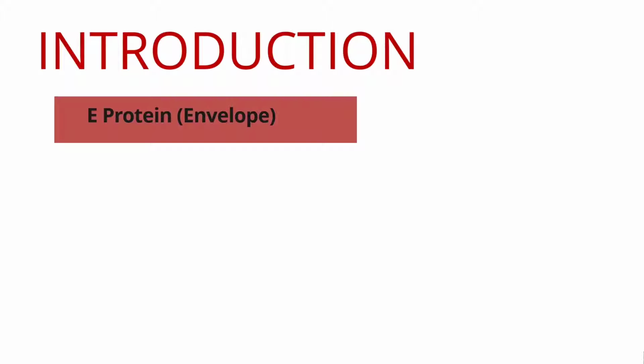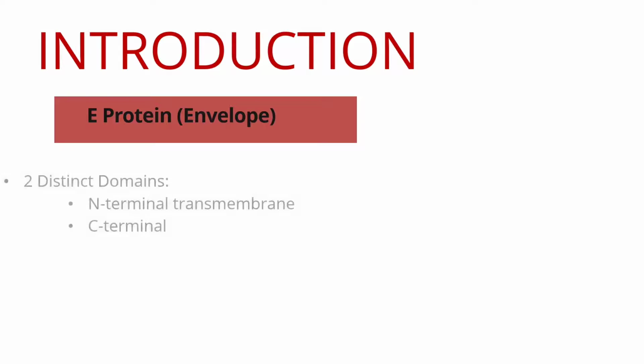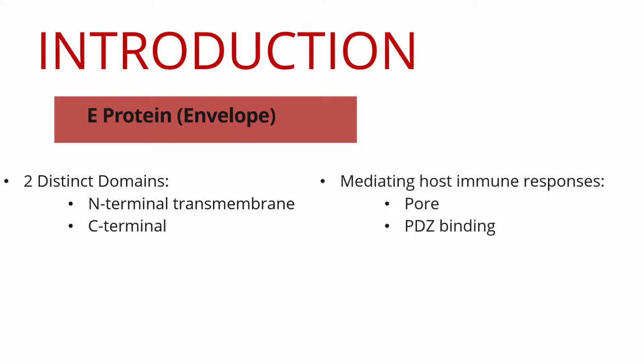So the structure of the coronavirus actually looks like this. It has spike protein, nucleocapsid, and membrane protein, as well as the envelope protein, which is colored violet in the picture. The E protein also has 2 distinct domains, the N-terminal transmembrane domain and the C-terminal domain. This is shown in this picture. And these 2 distinct domains are involved in mediating host immune responses.